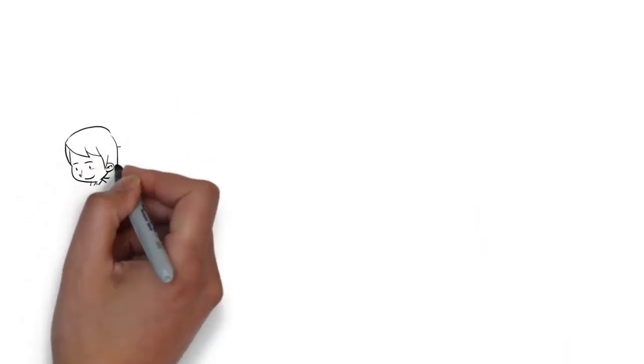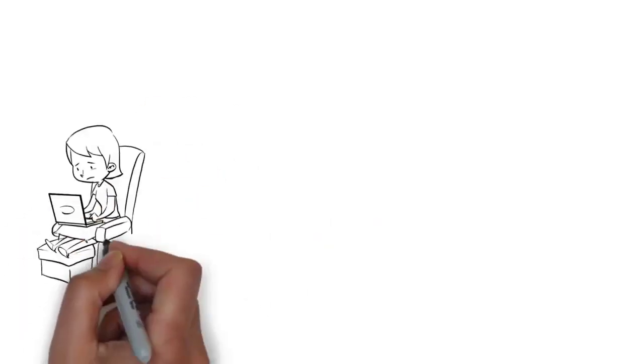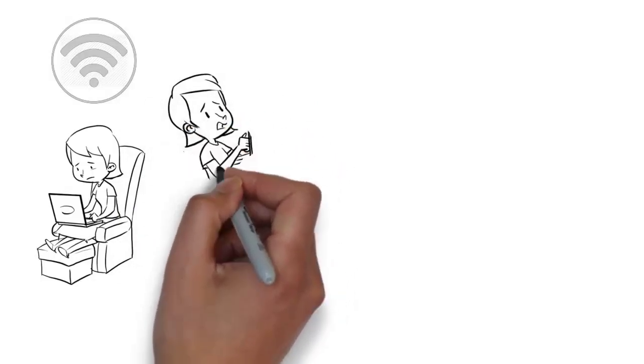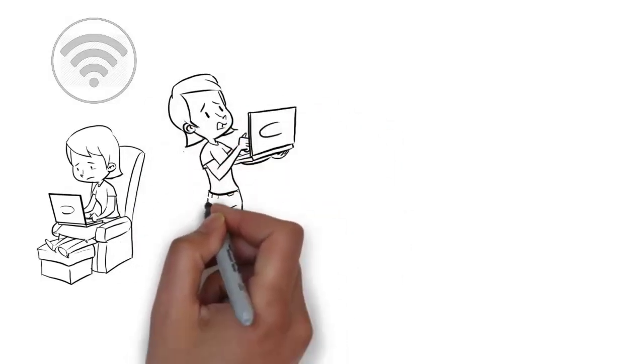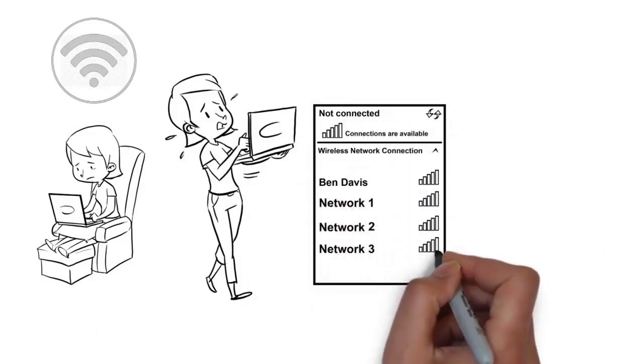The next day, Ashley settles into her favorite couch to start working when she finds that her internet connection is down. She has a deadline to meet and desperately starts looking for open Wi-Fi connections that she can use. She notices one called Ben Davis.